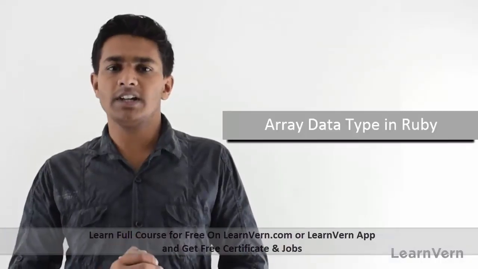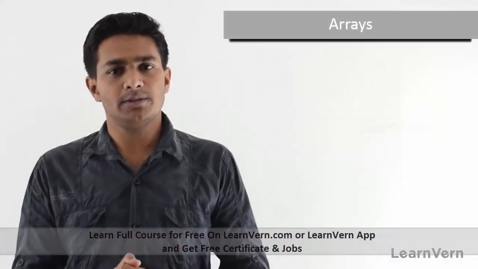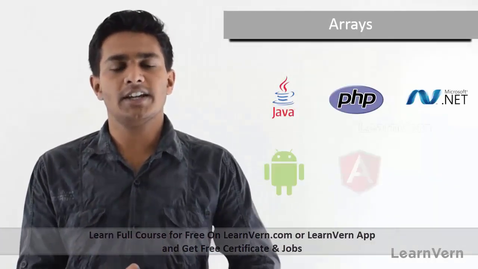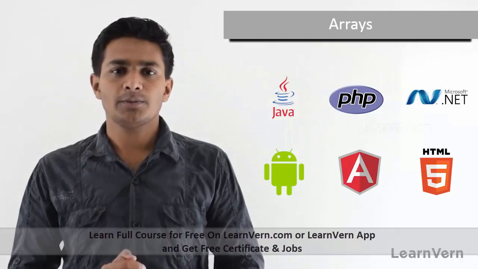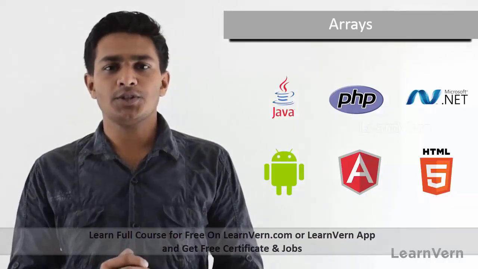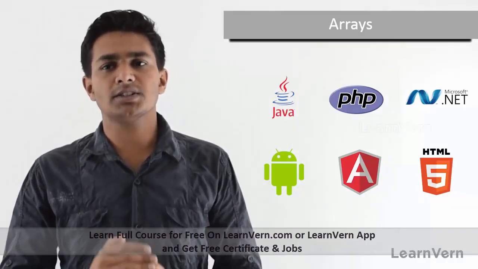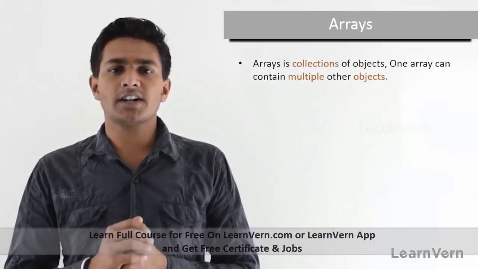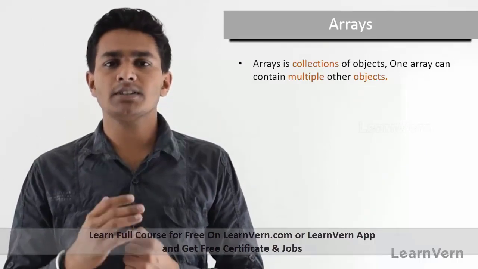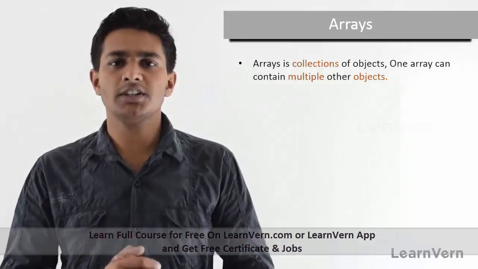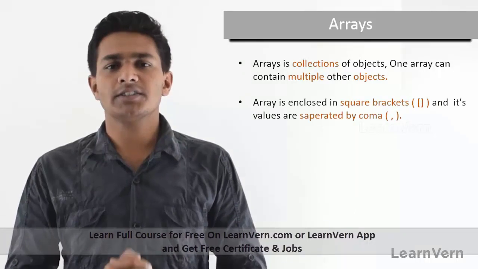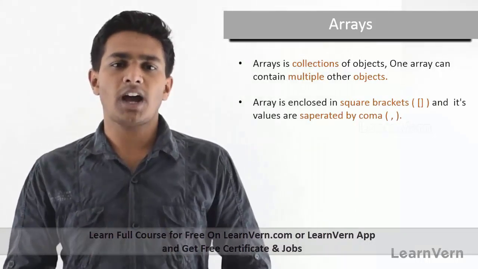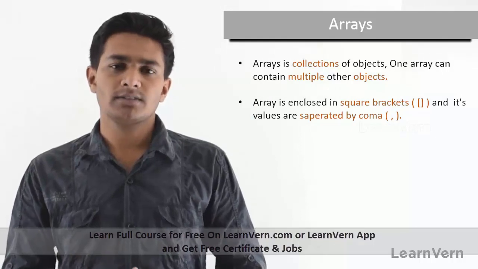Most programming languages have this data type. Even if you go for Java, PHP or .NET, any language, arrays are there. But here the definition and the functionality of an array is somewhat different from other languages. So an array is a collection of multiple different objects in Ruby. An array is enclosed in square brackets and its values are separated by commas.